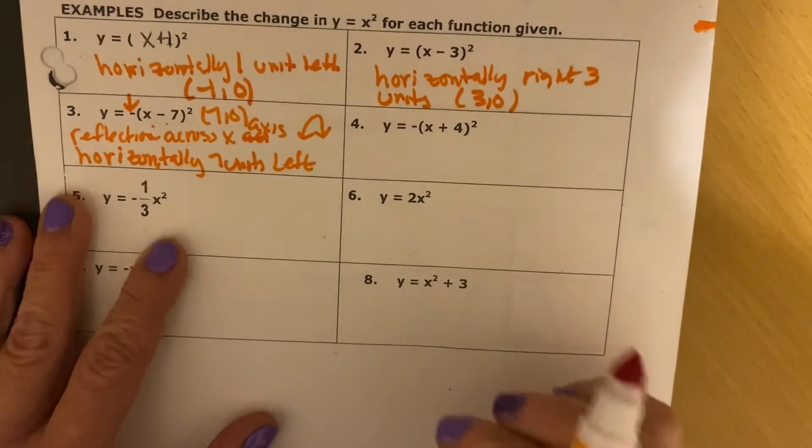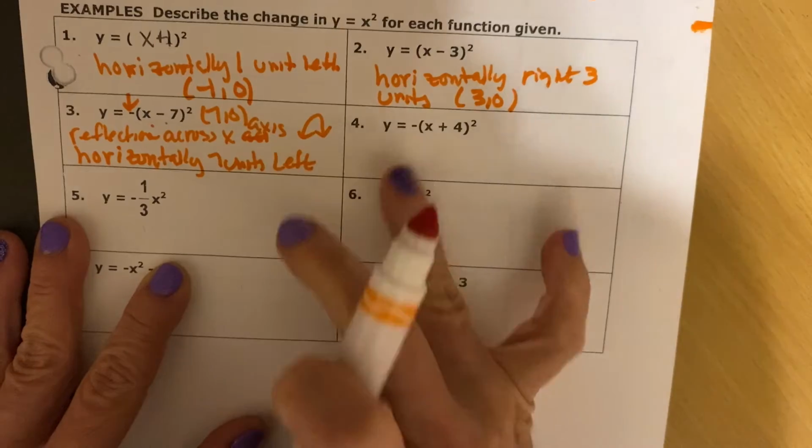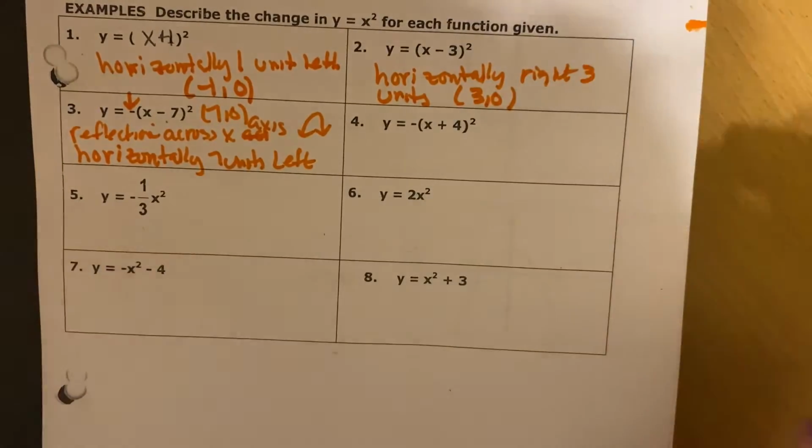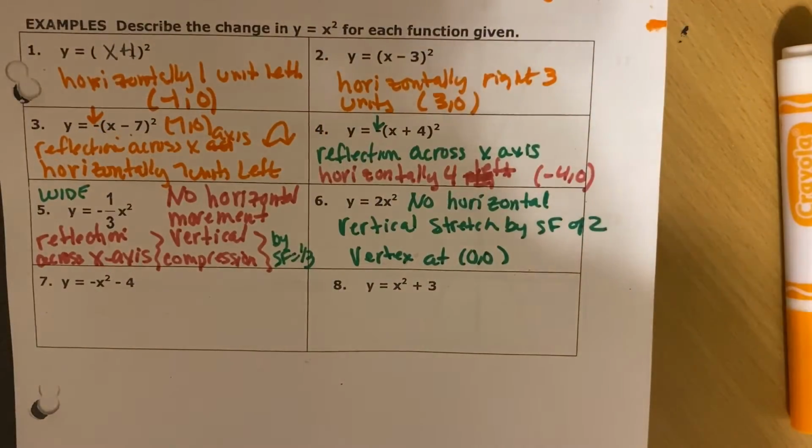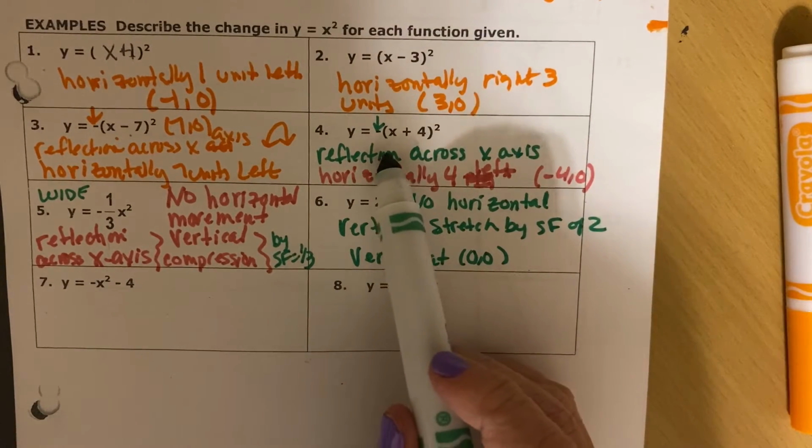All right, so I want you to go try, see if you can come up with number 4, 5, and 6, and then we'll compare answers. All right, so looking at number 4, this negative tells me that this is a reflection.